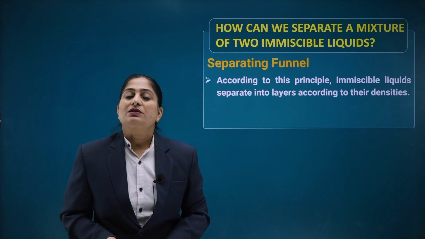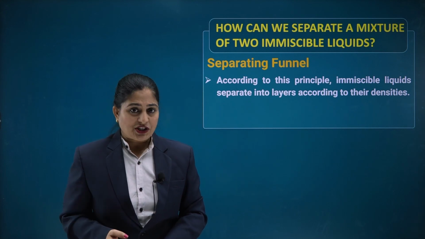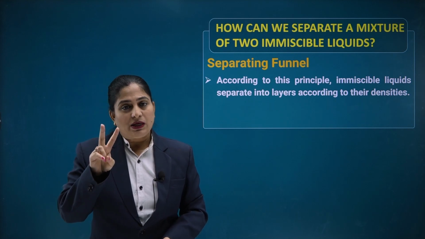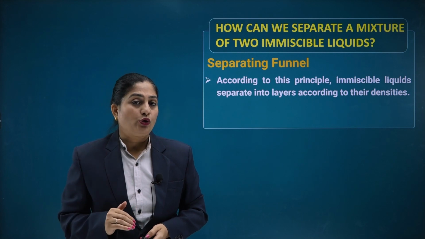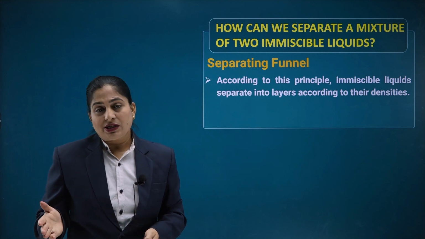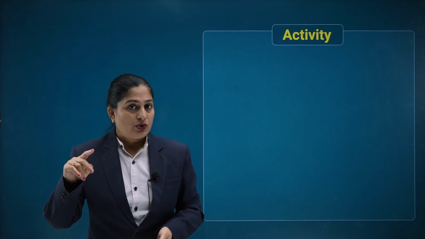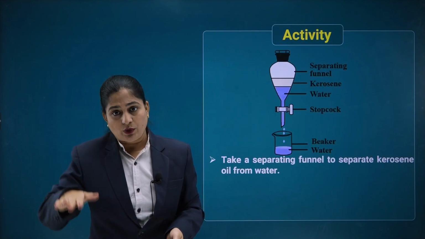Now, another thing is the separating funnel. What is this separating funnel? It is a specially designed funnel in which we have two immiscible liquids. Immiscible means जो आपस में dissolve नहीं होते, which are insoluble to each other. Suppose we are taking oil and water, और उनकी density अलग अलग है. So if I ask you which one is heavier, you may say that yes, water is heavier, वो नीचे जाएगा.